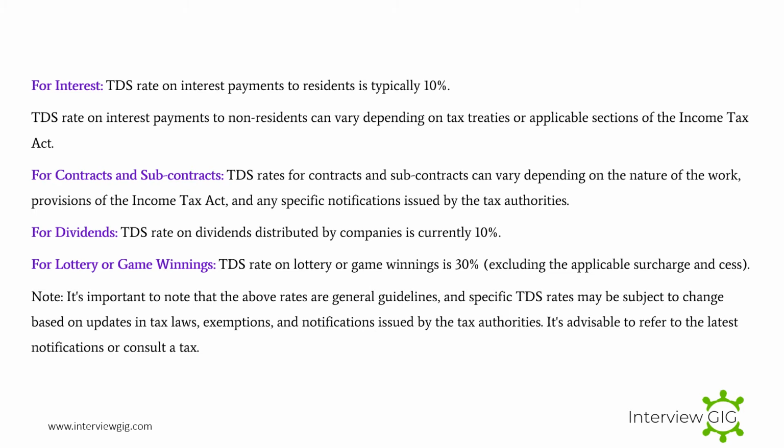For contracts and subcontracts. TDS rates for contracts and subcontracts can vary depending on the nature of the work, provisions of the Income Tax Act, and any specific notifications issued by the tax authorities. For dividends. TDS rate on dividends distributed by companies is currently 10%. For lottery or game winnings. TDS rate on lottery or game winnings is 30%, excluding the applicable surcharge and cess.